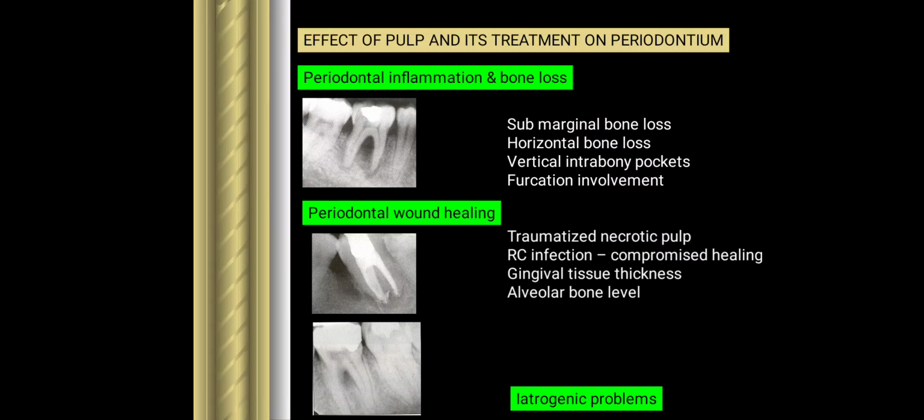Effect of pulp and its treatment on periodontium. In periodontal inflammation and bone loss, submarginal bone loss, horizontal bone loss, vertical intrabony pockets, and furcation involvement will be seen. In periodontal wound healing, the traumatized and necrotic pulp will be seen. Root canal infection will cause compromised healing, and gingival tissue thickness and alveolar bone level will be lesser than the normal tooth, and some iatrogenic problems will be there.